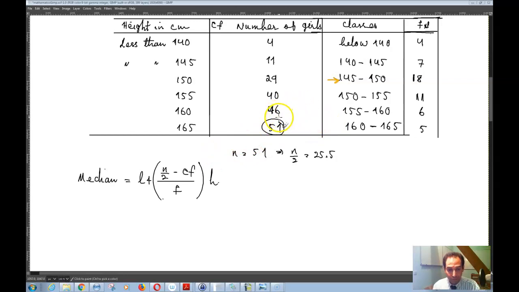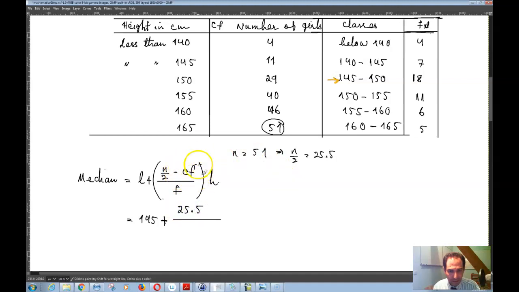Now, what we have here is this formula. In this formula, L is the lower limit. I don't have to write all of these down. L is the lower limit of the median class, which is 145. And n divided by 2 is basically this number, 25.5.